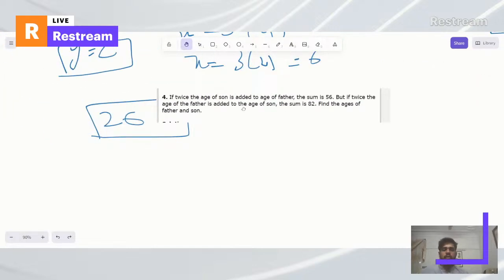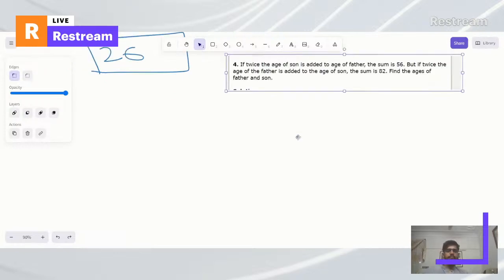All right. Now let's talk about this. Now I have a question like this. Let's read the question together. The question says, if the age of the son is added to the age of father, the sum is 56. But if twice the age of father is added to the age of son, the sum is 82. Find the ages of son and father. So it's a pretty straightforward question.